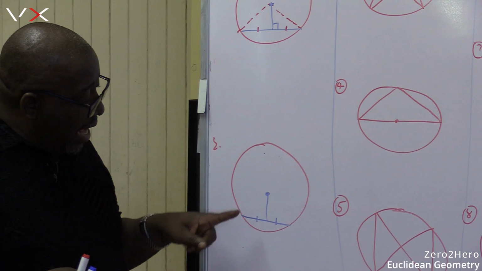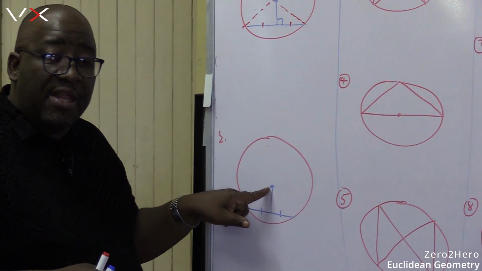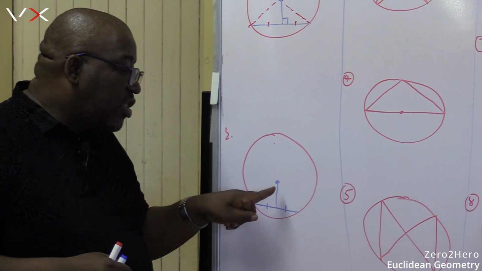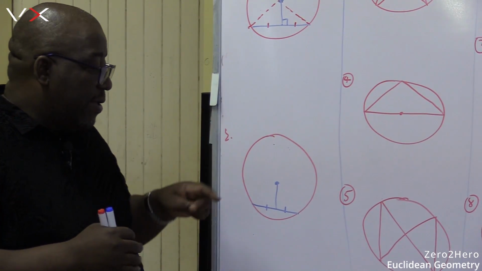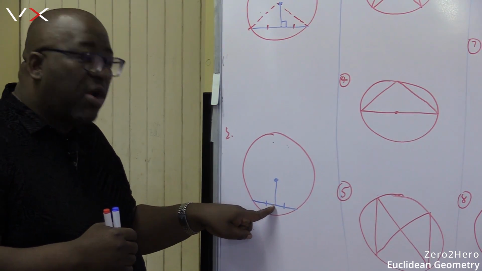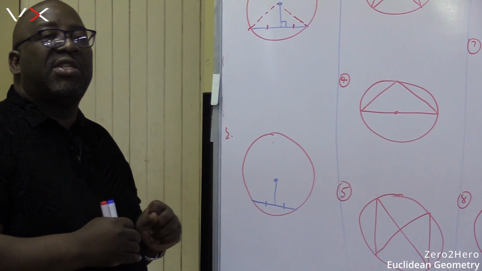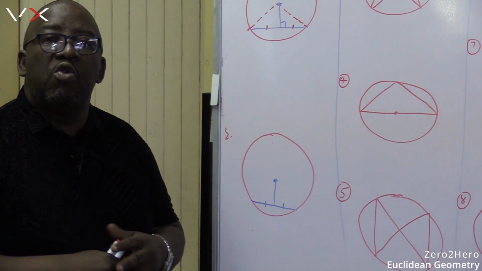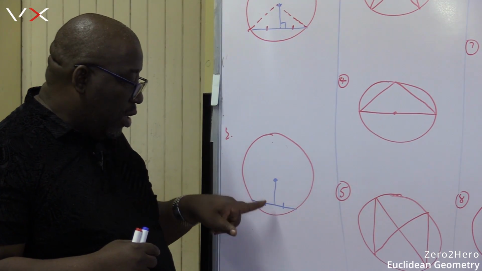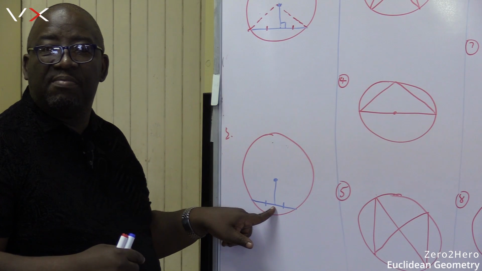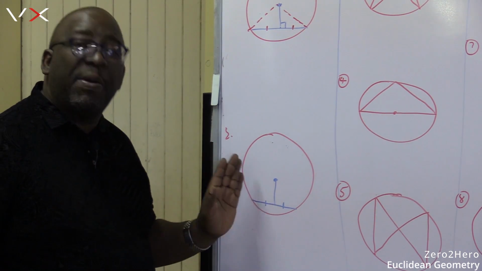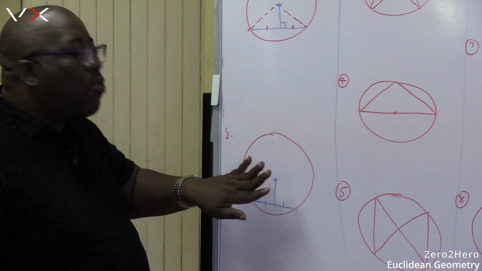This theorem says a line drawn from the center of a circle to the midpoint of a chord, halfway, is perpendicular to the chord. Let's say that again. A line drawn from the center of a circle to the midpoint of a chord is perpendicular to the chord. What is the mistake that we usually make as learners? We say a line drawn from the center of a circle to the midpoint of a chord bisects the chord, which is repeating the same thing. Midpoint means bisect.